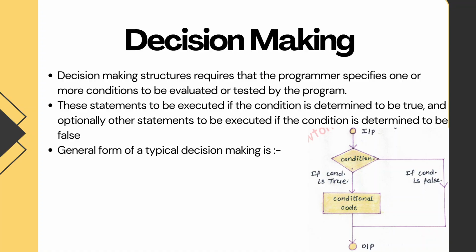The general form of a typical decision making is: first, we take the input, then we put it inside the condition for checking. If the condition is true, the conditional code is executed. If the condition is false, then we move out from the if statement and end the process, or give the output and execute other lines of code.